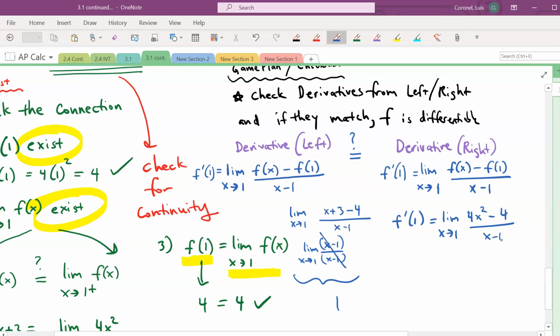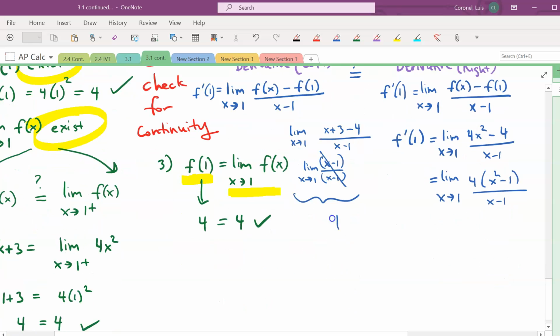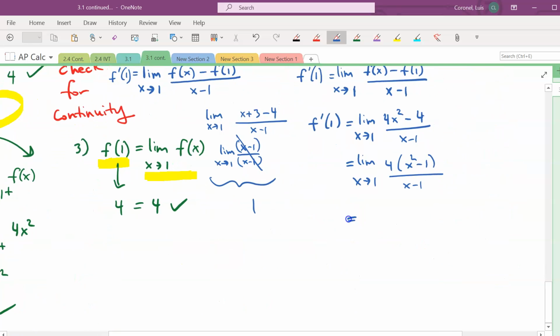We can go ahead and factor out the 4, and you get x squared minus 1 over x minus 1. Then at this point we can factor some more. The top becomes x minus 1, x plus 1. It's a difference of squares. You could cancel out the x minus 1s. Then you could do plug and chug. Wherever you see an x, plug in 1. So you end up with 4 times 1 plus 1, which is 2. 4 times 2, which is 8.